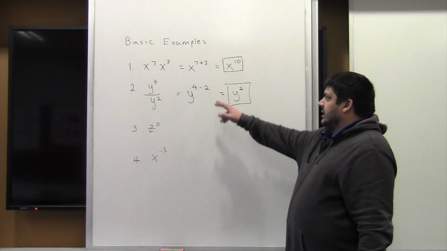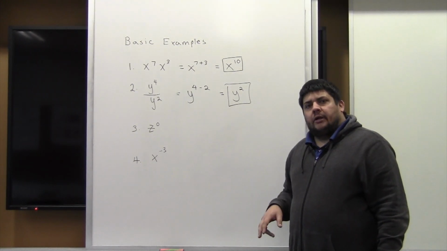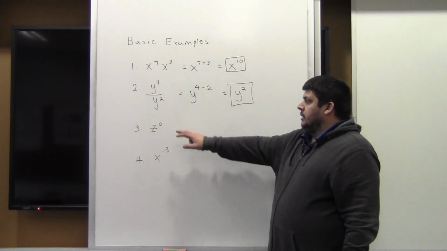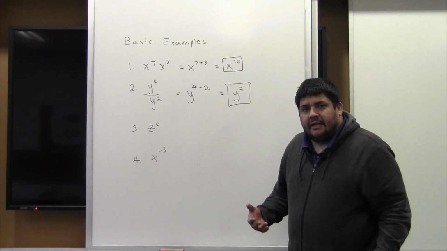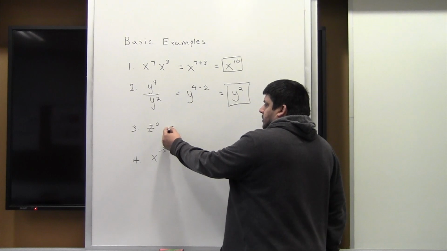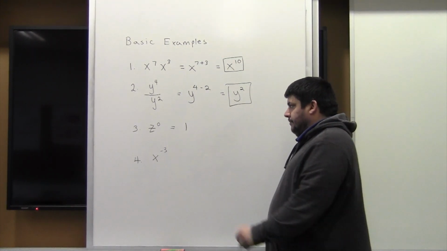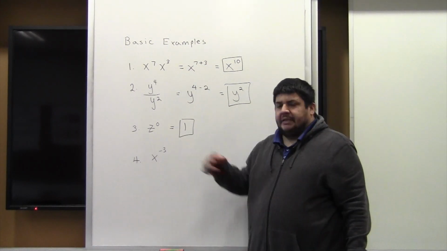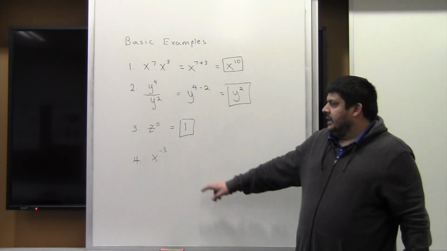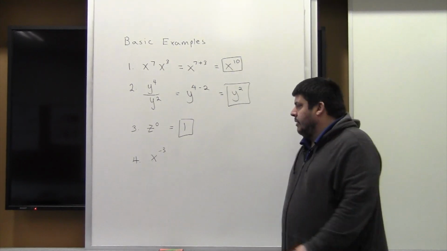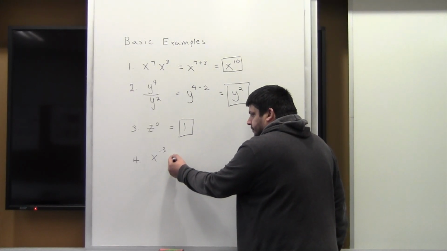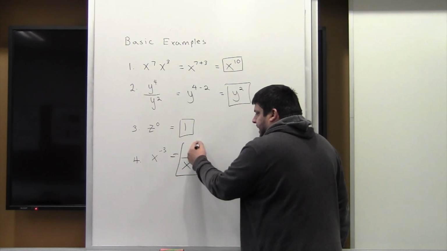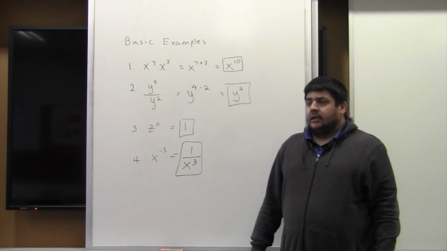Remember, if you're not clear on this, just go back and look at those laws and you'll see that I'm just using them to do that. We said something earlier about everything raised to the 0 power. This is equal to 1. And of course, z can't be 0 here as we explained. And finally, something raised to a negative power, we put it on the bottom over 1 and make that exponent now positive.